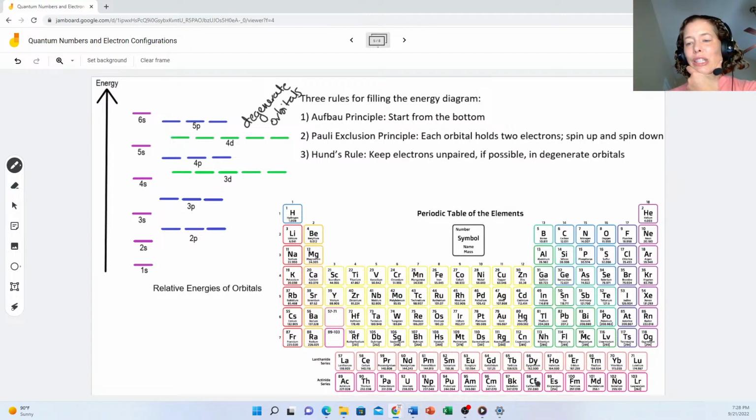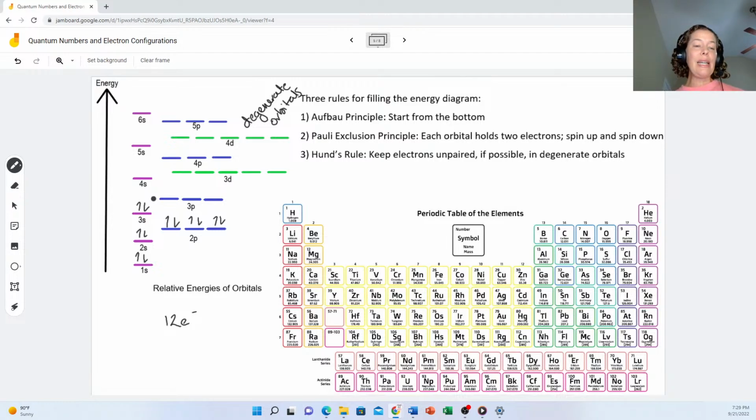Okay, so let's do magnesium. Magnesium, atomic number 12, we have a neutral atom, so we have 12 electrons to deal with. Again, I'm following Aufbau, Pauli exclusion, and Hund's rule. I'm going to start with the 1s and fill all the way up. 12 electrons: 1, 2, 3, 4, 5, 6, 7, 8, 9, 10, 11, 12. So that is the energy diagram for magnesium with 12 electrons.